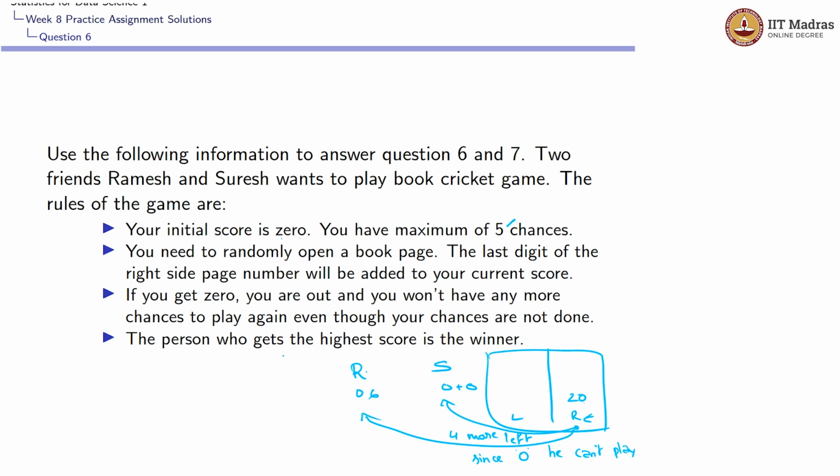The person who gets the highest score is the winner. At the end of their chances, whoever gets the highest score, if it is Ramesh or Suresh, then he will be the winner. That's the rules of the game.